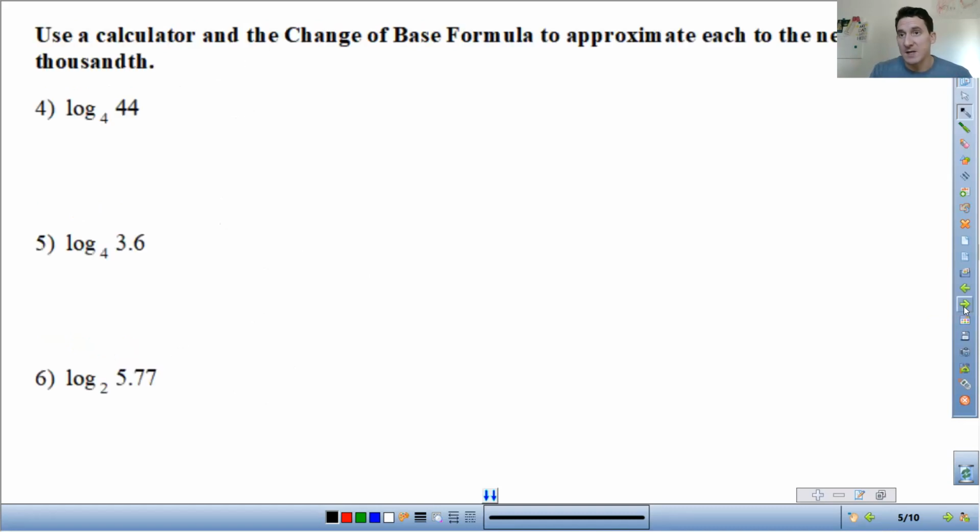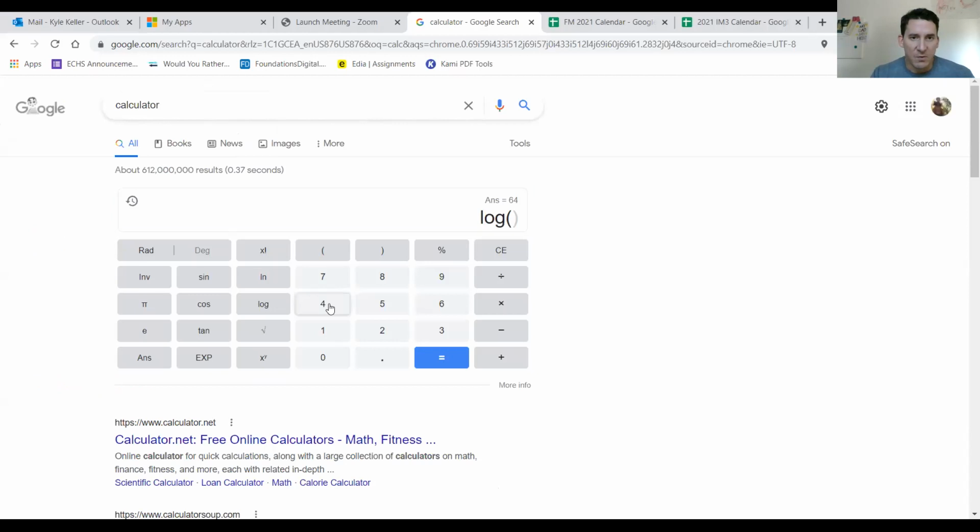So let's see how this works when we actually want to evaluate one. Log base 4 of 44: to evaluate this using the change of base formula, what I'm going to do is log of 44 divided by log of 4, and then I'm going to put that into a calculator. So log of 44 divided by log of 4. Let me switch over to my calculator. Here, log of 44 divided by log of 4 equals 2.72, that actually rounds to 2.730.